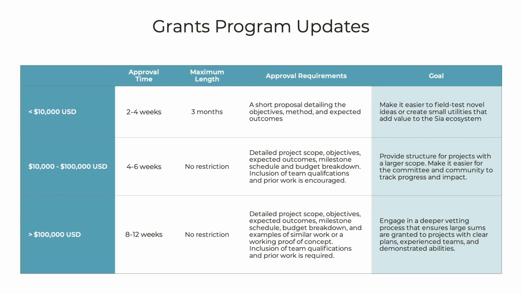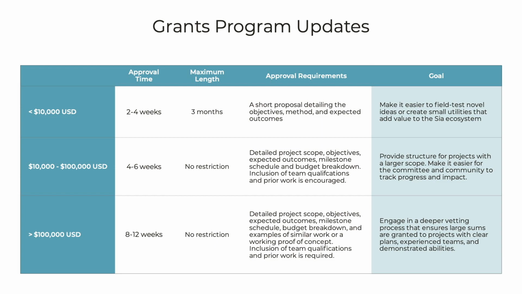And lastly, we have our larger grants, which are any grant for more than $100,000. These will take a lot longer for approval, 8 to 12 weeks. Again, this gives everybody a chance to really dig into the grant and what it does, how they're doing it. In addition to the standard grant requirements, the proposal should also include a much more in-depth plan, including the team's expertise and prior accomplishments. And then it must also include an example of previous work and/or a small proof of concept to demonstrate the viability and potential of the project.